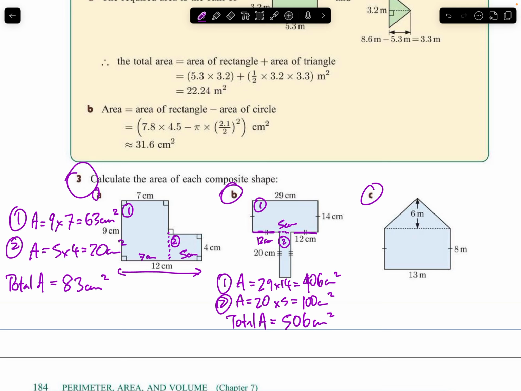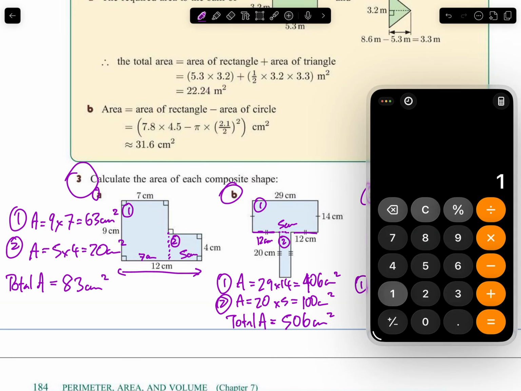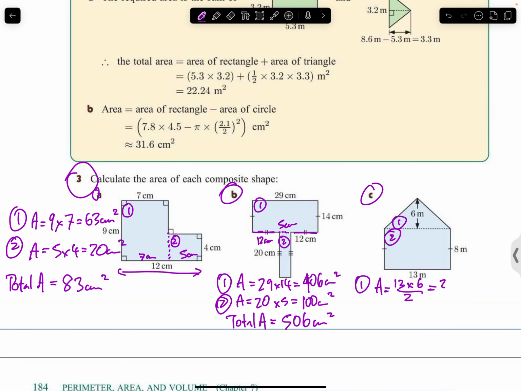Here I haven't given you the formula for a house shape. So the top is a triangle. Area is base, the base of that triangle is 13, times by the height, 6, over 2. 13 times 6 divided by 2 is 39 square meters.